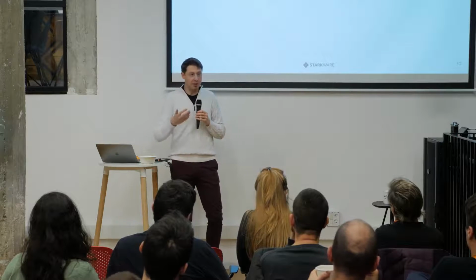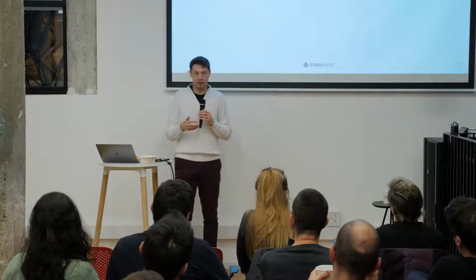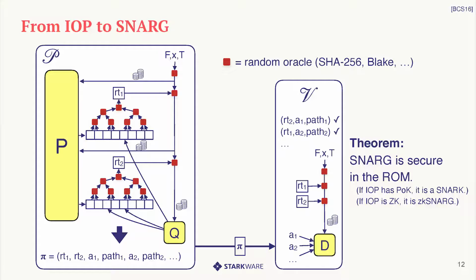So let me first, by picture, convince you that, in a way that is analogous to before, you can go from an IOP to a SNARG. Again, similarly to before, I'm going to put down the argument prover and the argument verifier, and we're going to fill in what each of them does. Not surprisingly, they will be using the IOP prover and IOP verifier respectively as subroutines.